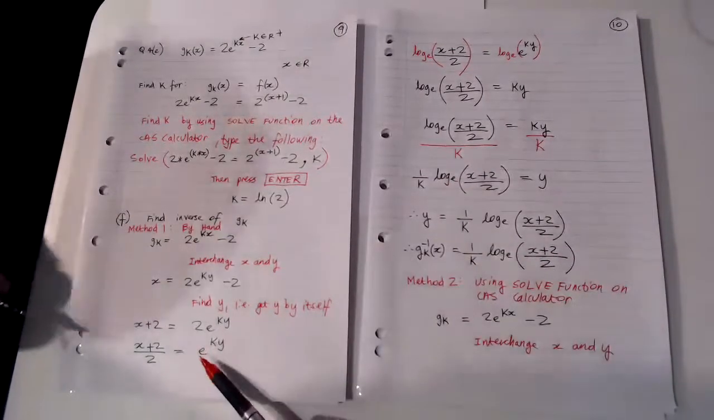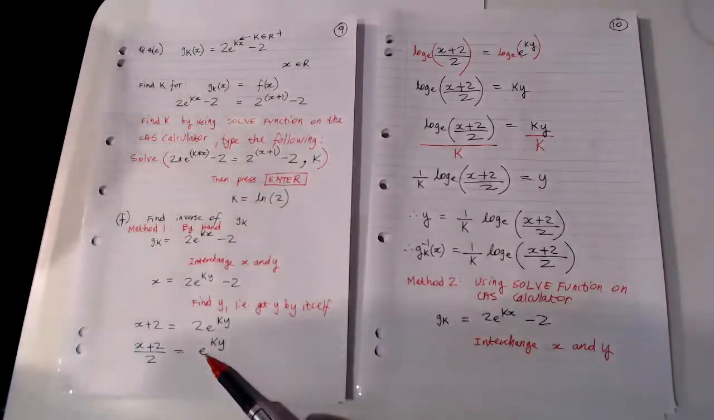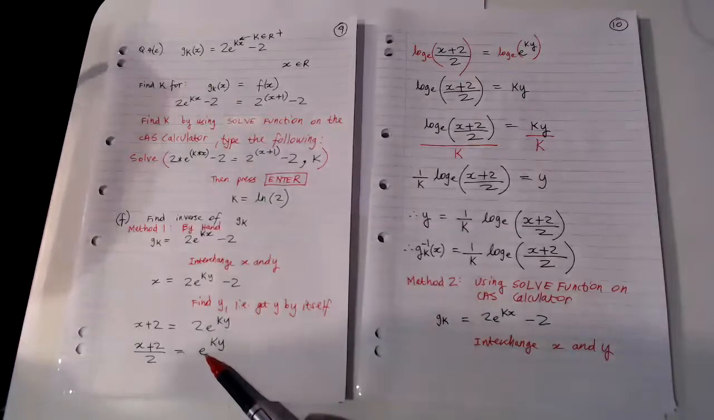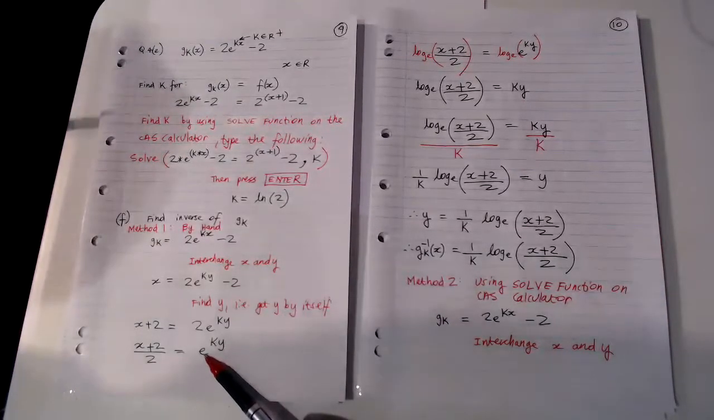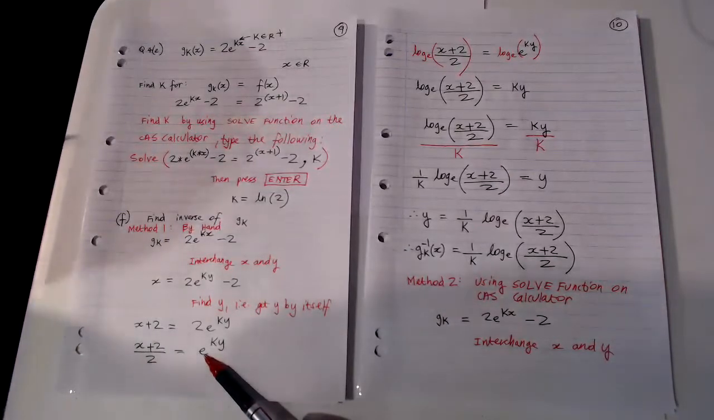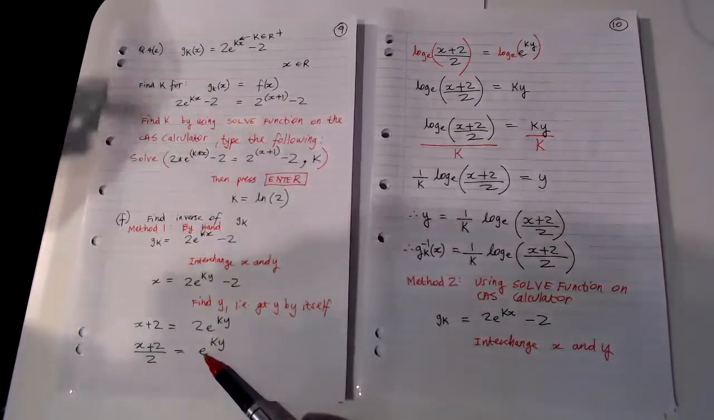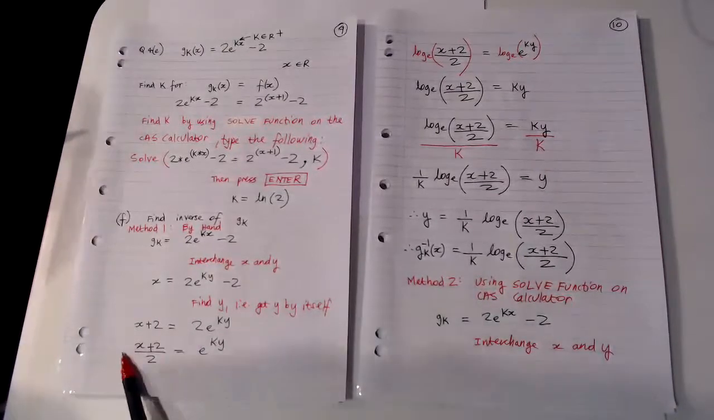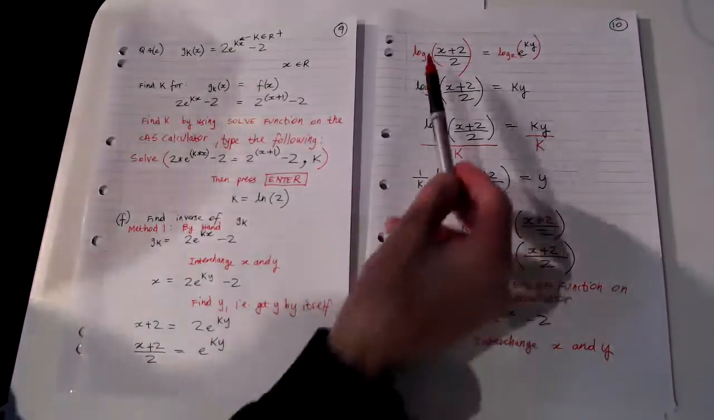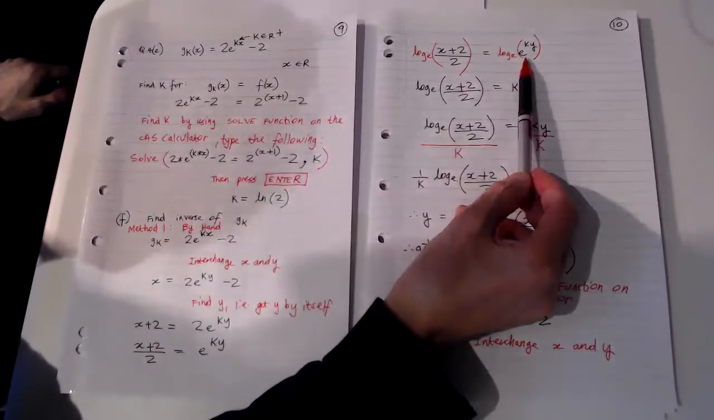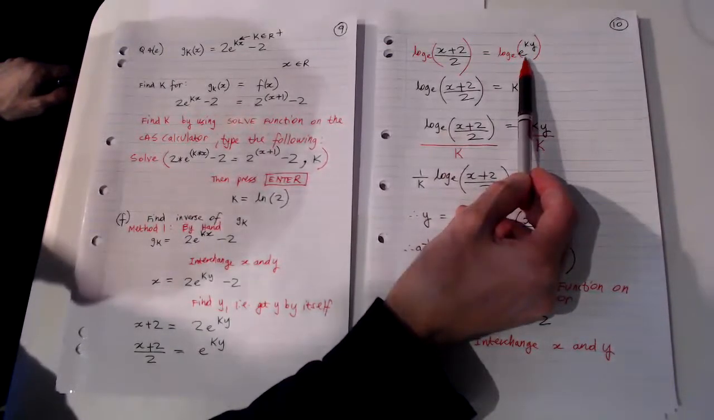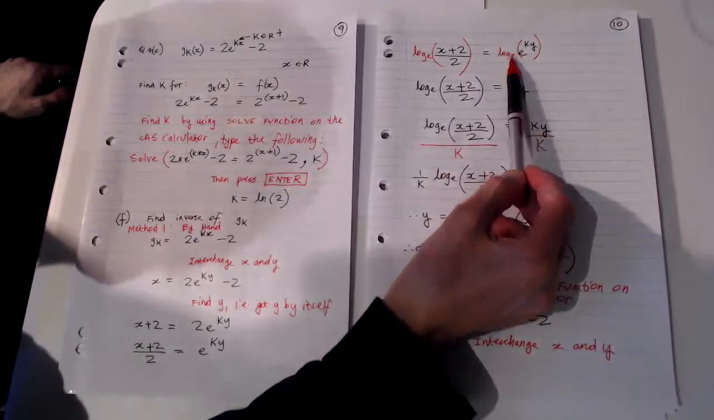And then to get rid of that base e, what's the opposite of base e? The opposite of base e is log e. And in maths, opposites cancel out. So I rewrote all that black writing over here. To get y by itself, you've got to get rid of that base e. How? By going like this. What's the opposite of base e? The opposite of base e is log e.